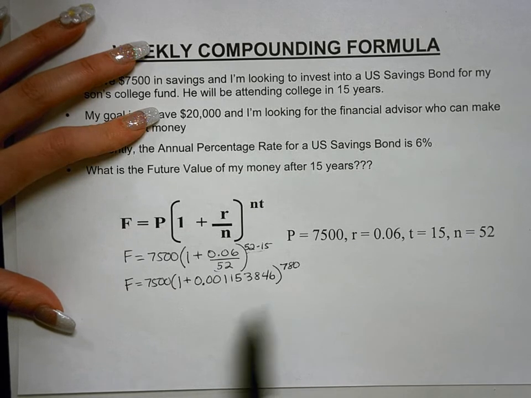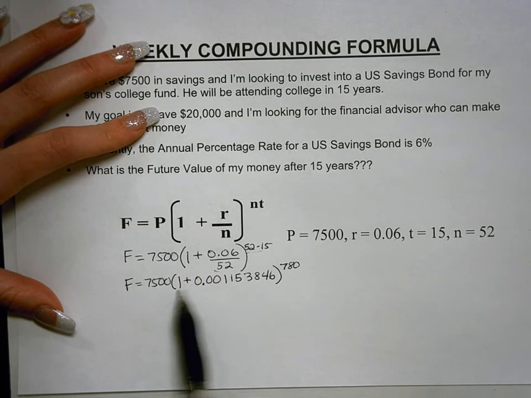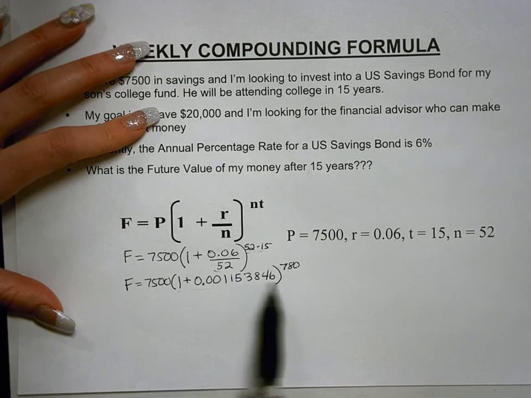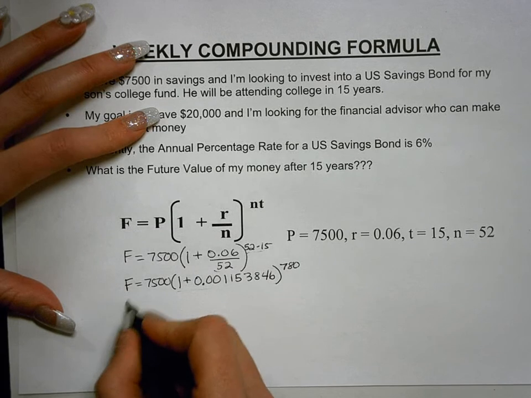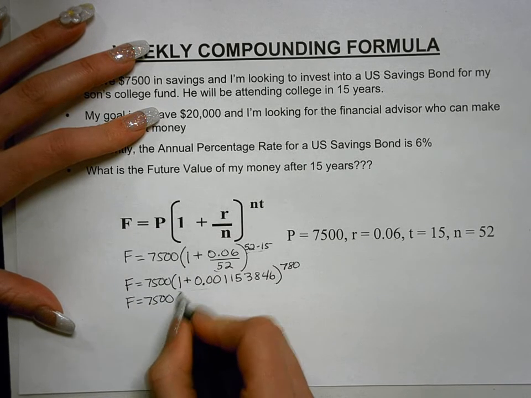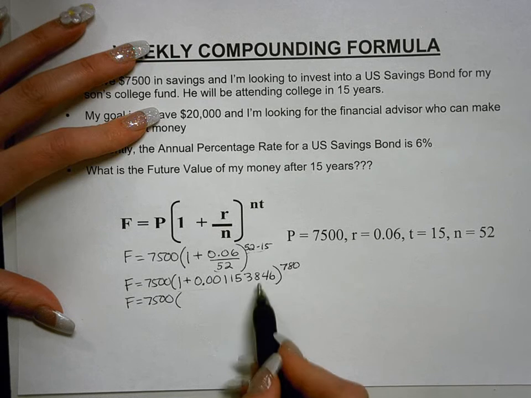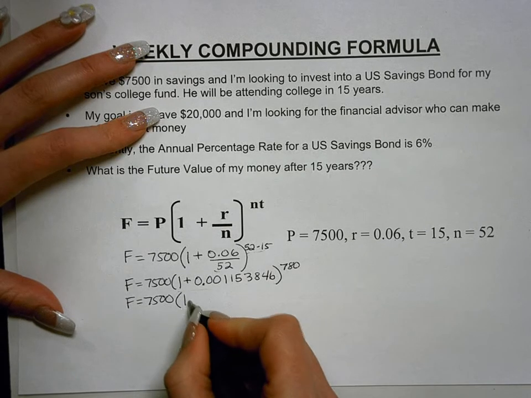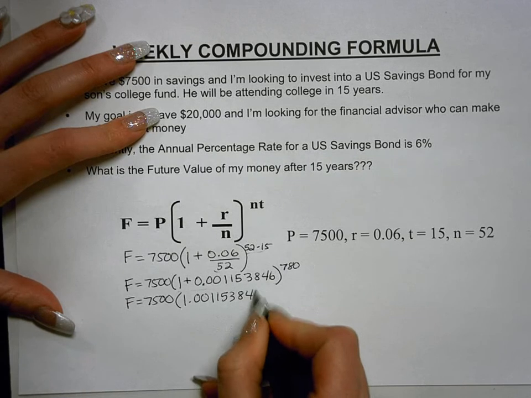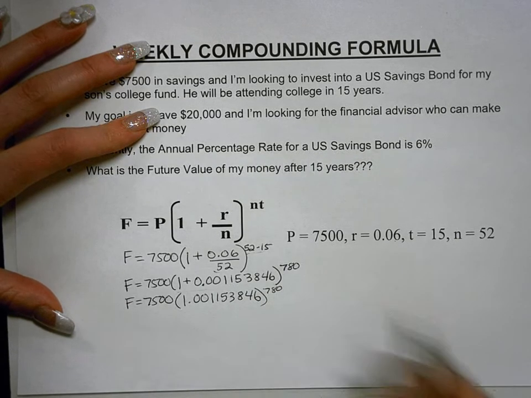So now I'm just going to continue on with the order of operations. There's still some things I need to simplify within the parentheses. Order of operations says I have to do parentheses first, so I'm going to do this little addition right here. I'm going to rewrite everything else. So F equals 7,500 multiplied by the quantity 1 plus that big old decimal, which is 1.001153846, all raised to the 780th power.